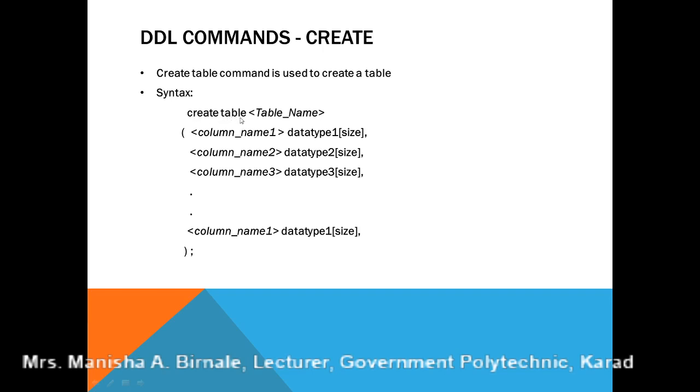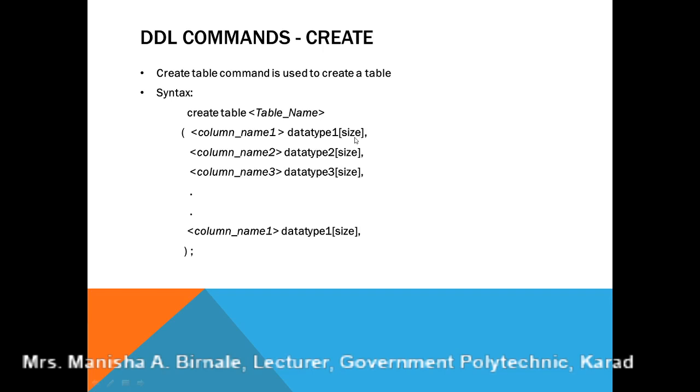So create table. After that you have to write the table name. You can write any meaningful table name. Then in round brackets you have to specify the column name and data type of each column. If there are n columns, then there will be n pairs like this: column name, data type, comma, again the second column name and its data type, like this.